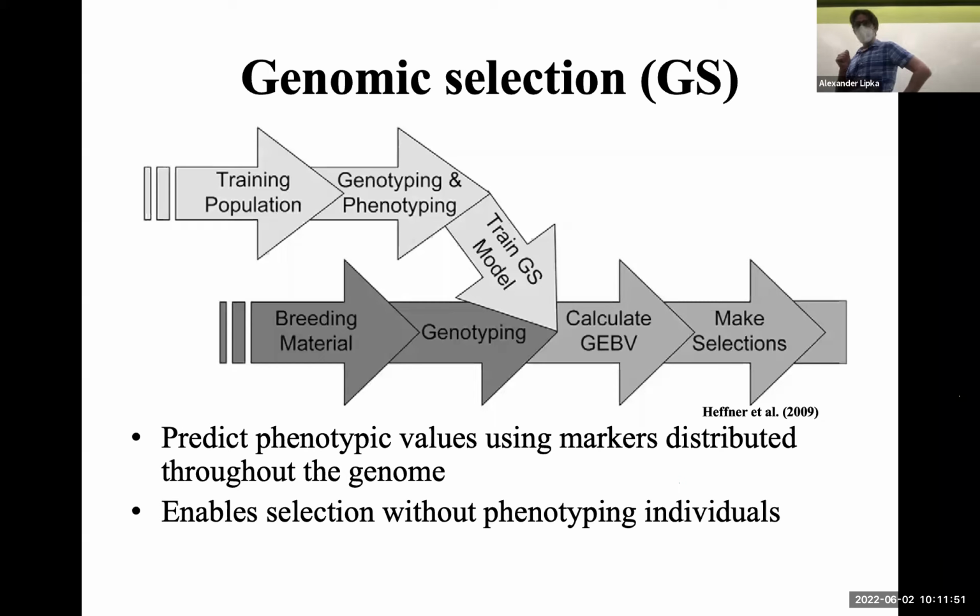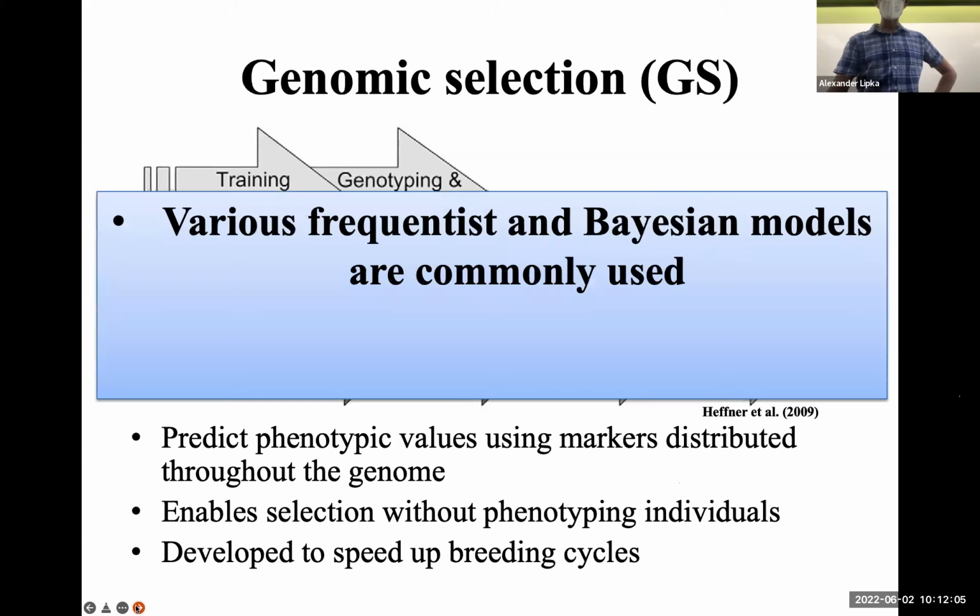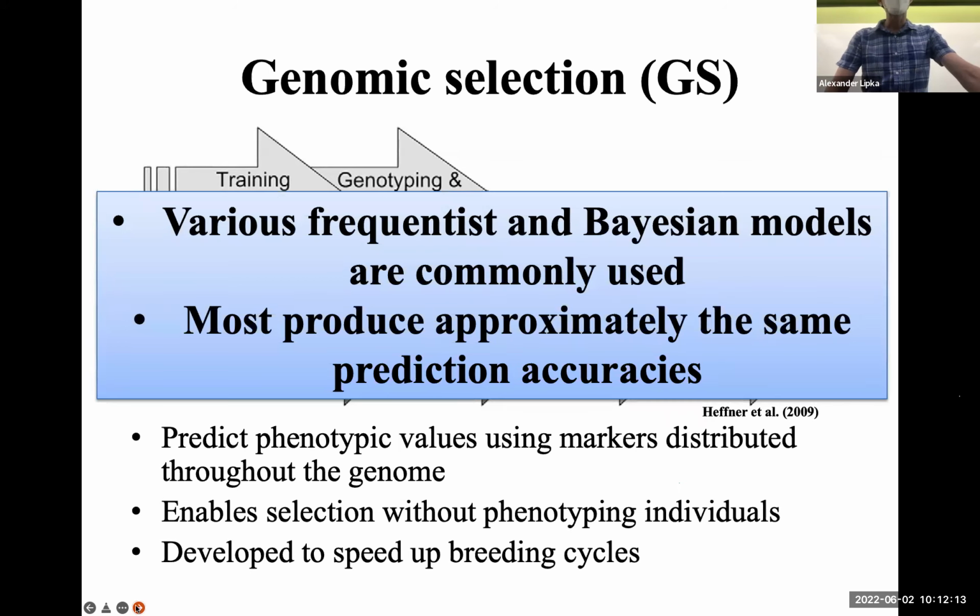So GS is important because it enables selection without having to phenotype individuals, okay? Therefore, you don't have to wait one, maybe more field seasons to obtain your phenotype, so it can speed up your breeding cycle. Various frequentist and Bayesian models are commonly used in genomic selection, and most produce approximately the same prediction accuracies.